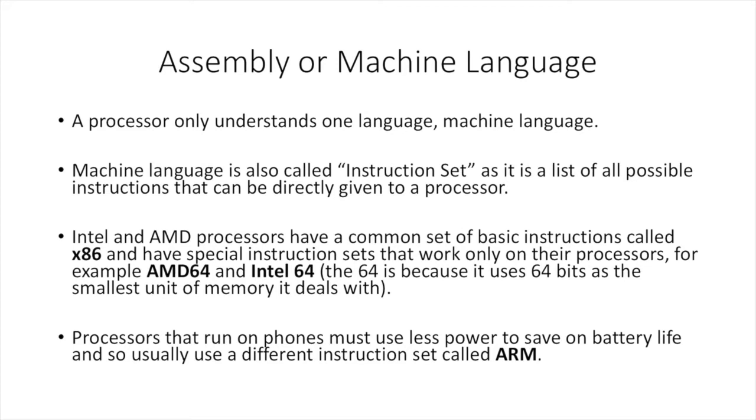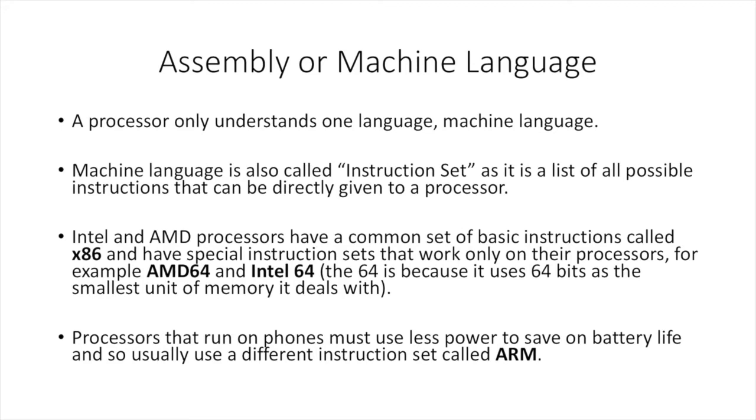Intel and AMD processors have a common set of basic instructions called x86, but on top of that, they have a special set of instructions that work only on their own processors. For example, AMD 64 for AMD processors and Intel 64 for Intel processors. The 64 is there because 64 bits is the smallest unit of memory that those processors will deal with. And that's why they put 64 in there.